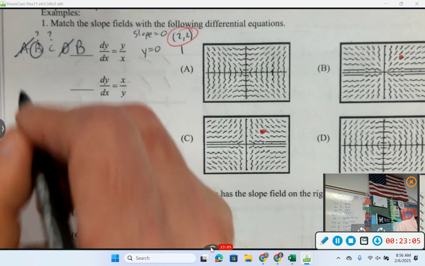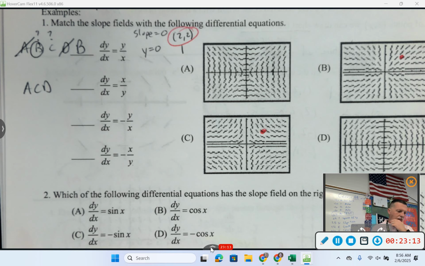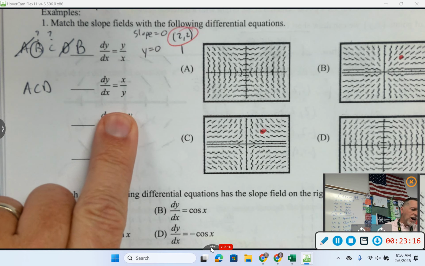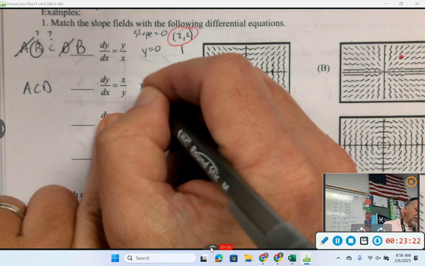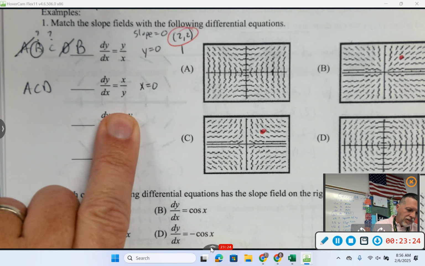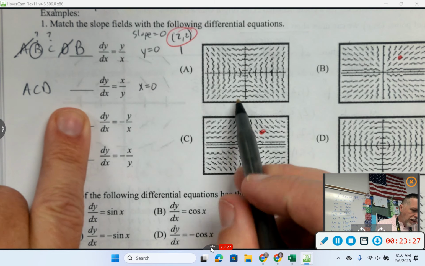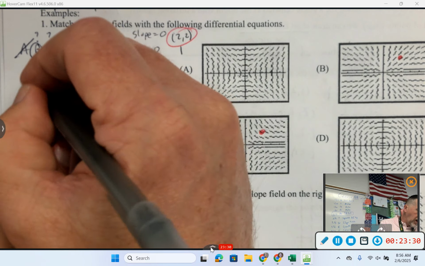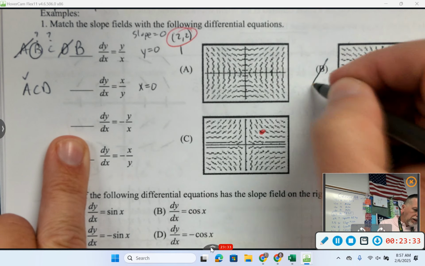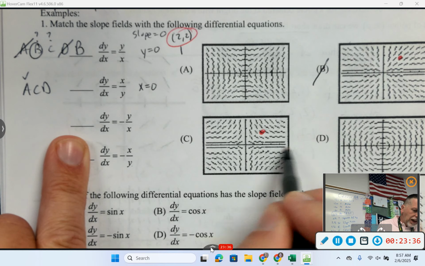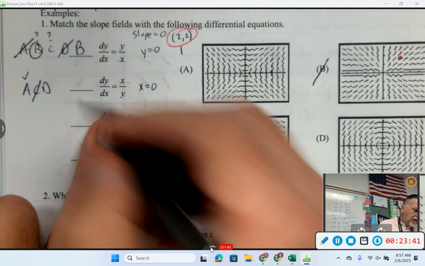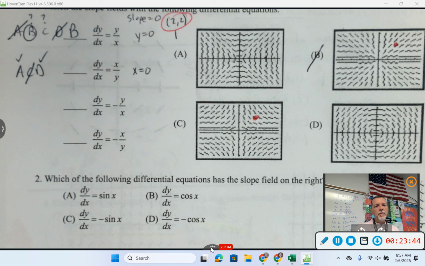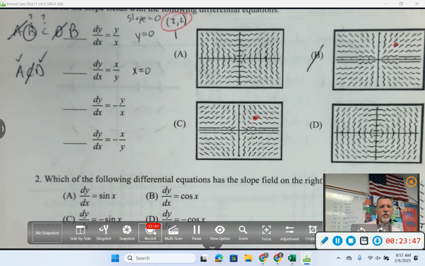So let's see, the next one I'm choosing between A and C and D. I've got x over y. So where's the slope 0 for x over y? When what's 0? X. When x is 0. So let's see where that happens. When x is 0, yeah, that works for A. B we already used. C, when x is 0, that looks like infinity, so that's out, or undefined. So maybe it's A or D. I'm going to press pause and let you finish matching those.